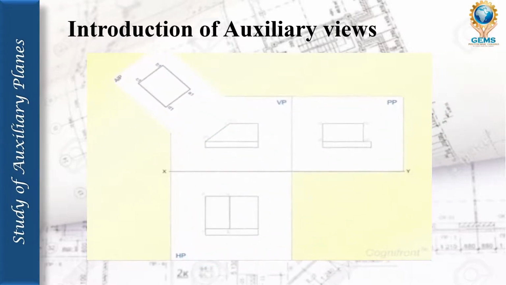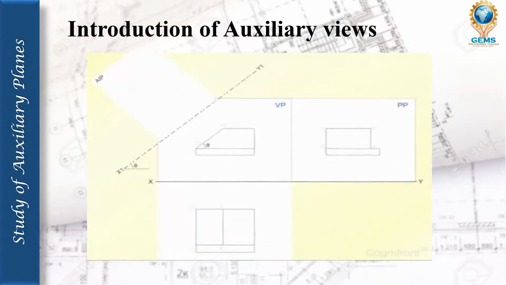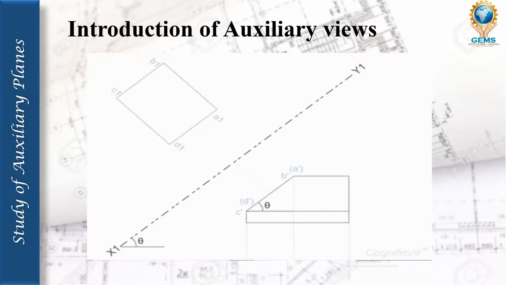Let's see the procedure to draw the auxiliary views. Draw a new reference line x1, y1 representing the auxiliary inclined plane. This line will be inclined at an angle, say theta, to the reference line xy at any distance. This line x1, y1 will be parallel to the slant surface edge view. Next, project the endpoints of the surface's edge view perpendicular to x1, y1. Extend the projectors long enough above x1, y1.